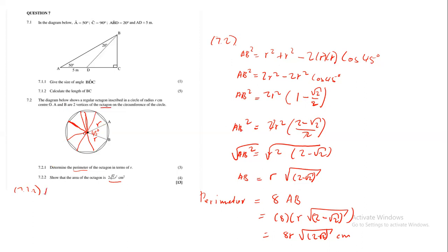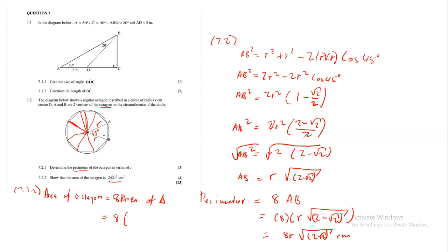So we're going to say the area of the octagon will be the same as 8 times the area of a triangle, okay? So that means here we're going to have 8 multiplied by the area of a triangle. So let's work with only one triangle. Basically, we're going to work with this triangle.